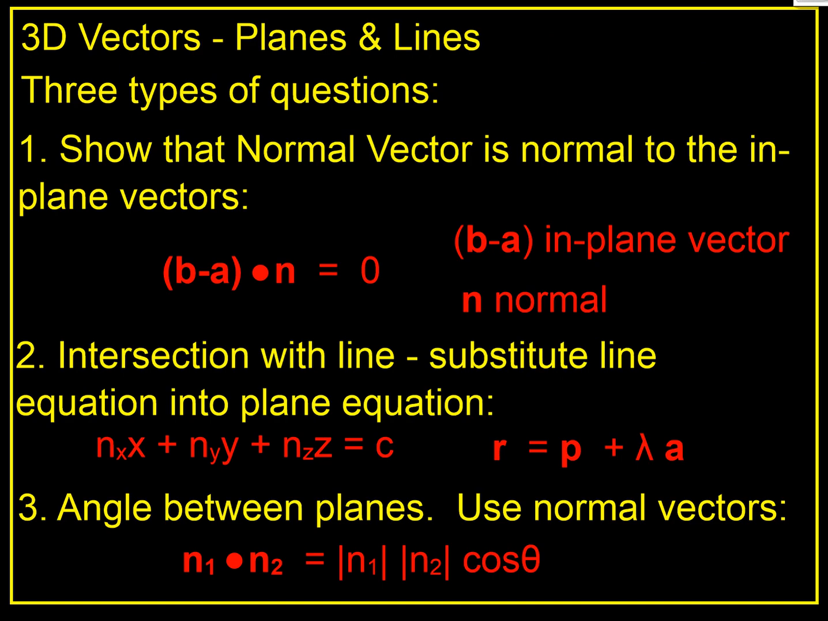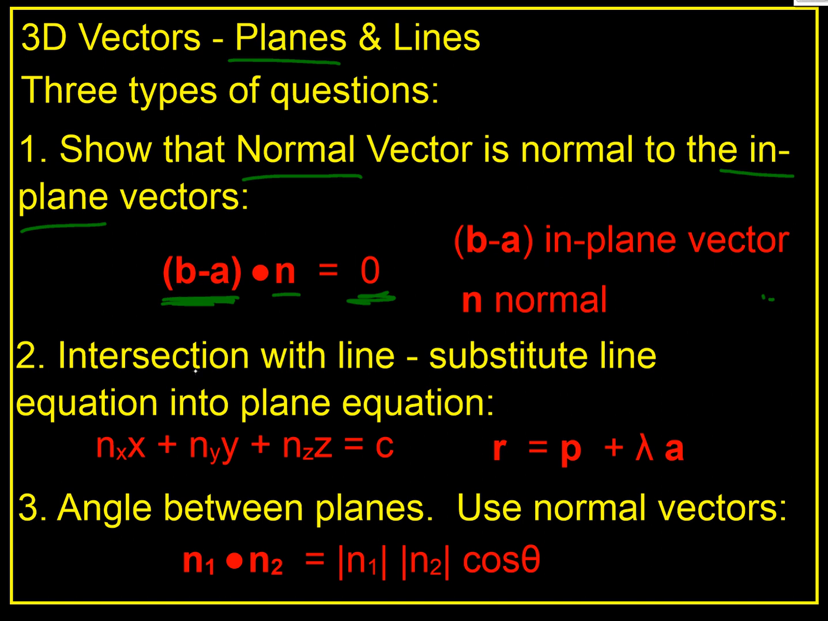So here's my quick summary. There's basically 3 types of questions they can ask you about planes. First one is to show that a normal vector that they give you is perpendicular to the in-plane vectors. So we're going to go through and use our scalar product, our dot product. We're going to find an in-plane vector by going from one point to another, and we're going to dot it with our normal and show that the result is 0.